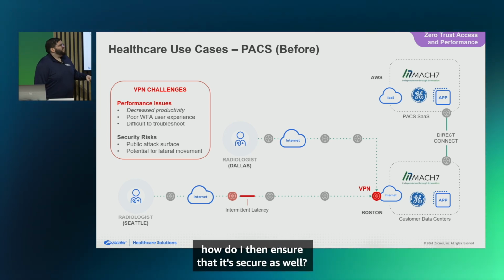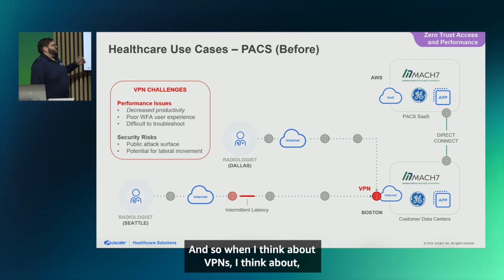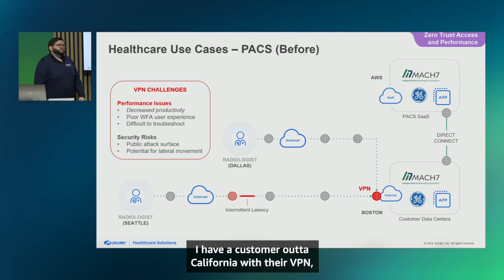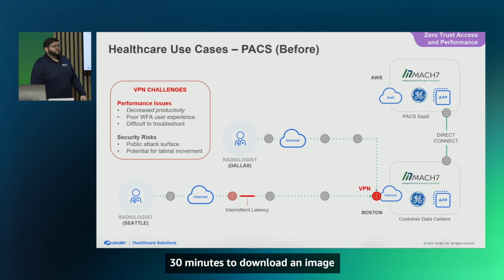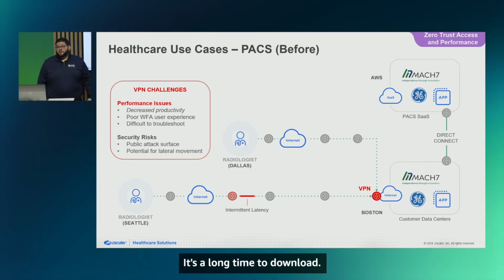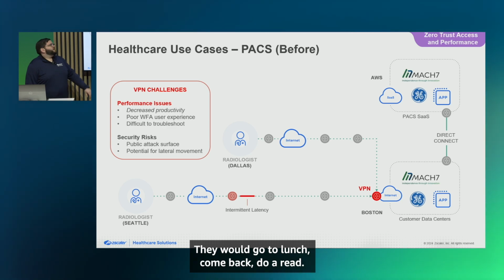But if you were going to do remote radiology, how do I then ensure that it's secure as well? And so when I think about VPNs, I think about, hey, what if there's latency, right? Now I can't download the image. I have a customer out of California with their VPN. 30 minutes to download an image, to do any kind of read. 30 minutes. It's a long time to download. They would go to lunch, come back, do a read.